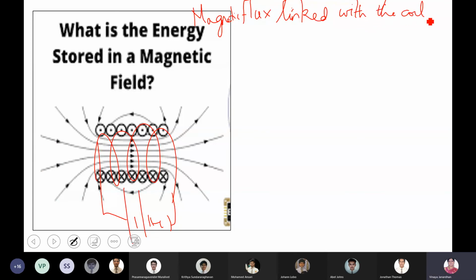So what is magnetic flux here? Phi is equal to N B A cos 0, because N is the number of turns. So phi is equal to NBA, because the B vector and the A vector are in the same direction. So it is NBA.